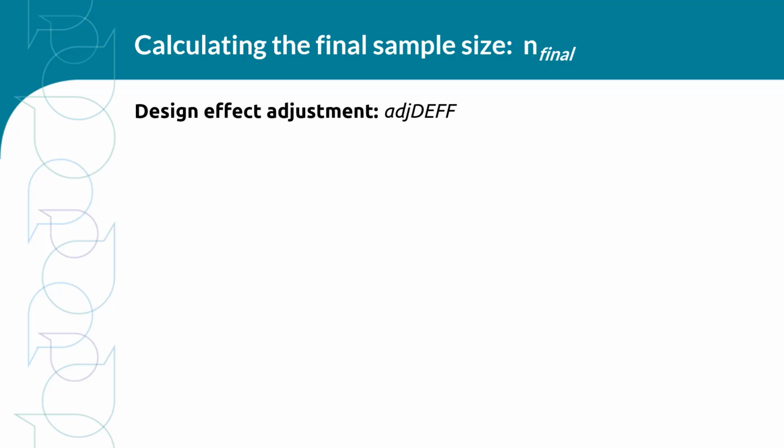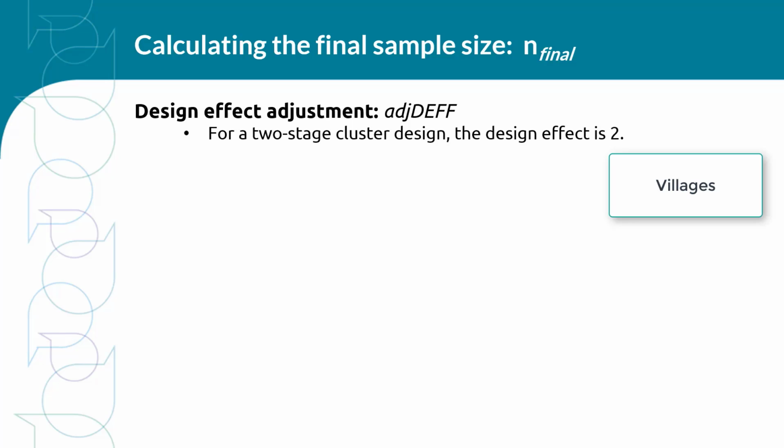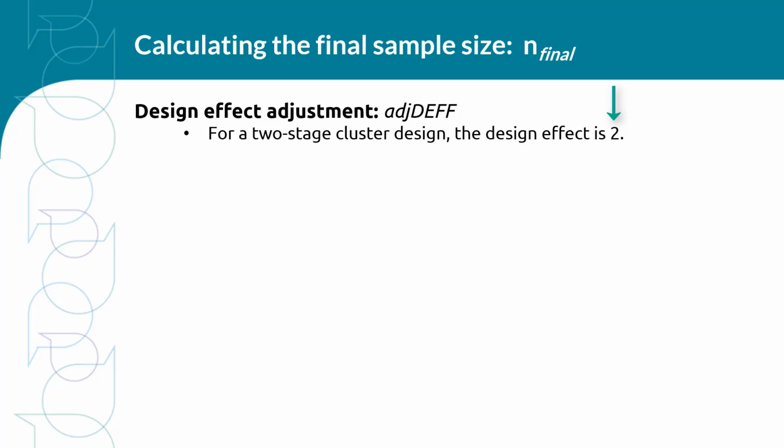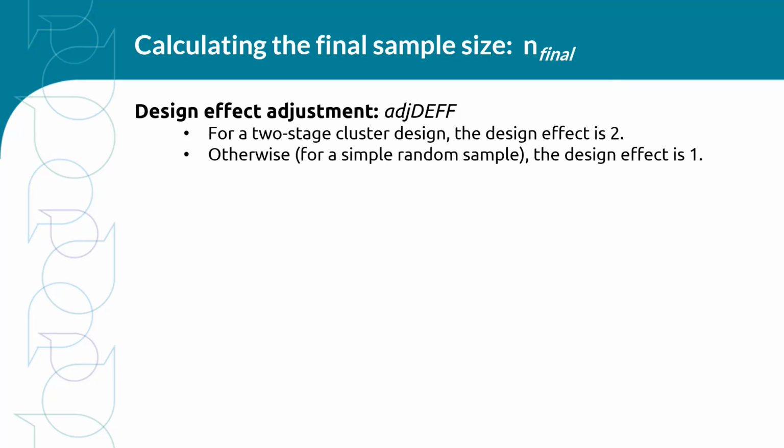The design effect adjustment, or ADGE-DEFF, is particularly important for two-stage cluster design because it helps account for differences we might see between clusters. By two-stage cluster, we mean the selection is done at 2 points. For example, you might randomly select villages and then randomly select individuals within the village. In this case, we use a design effect of 2. For a simple random sample, the design effect is 1.